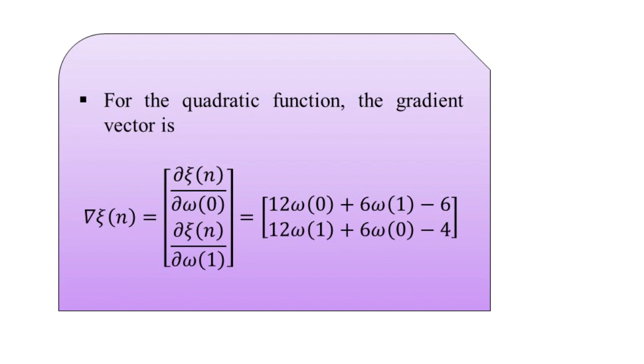We can represent the first element, with respect to the earlier mathematical equation, as 12 times w of 0 added to 6 times w of 1 minus 6, whereas the second row element will be 12 times w of 1 added to 6 times w of 0 minus 4. We had already discussed the elliptical form for the contours.